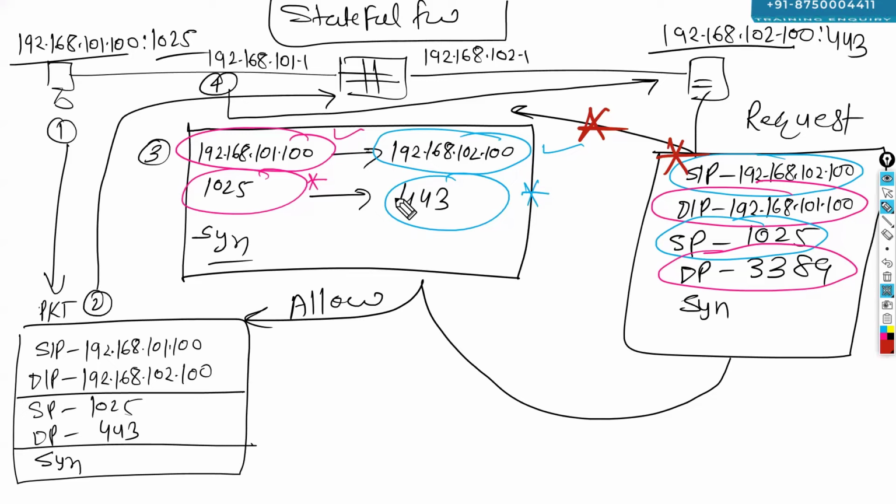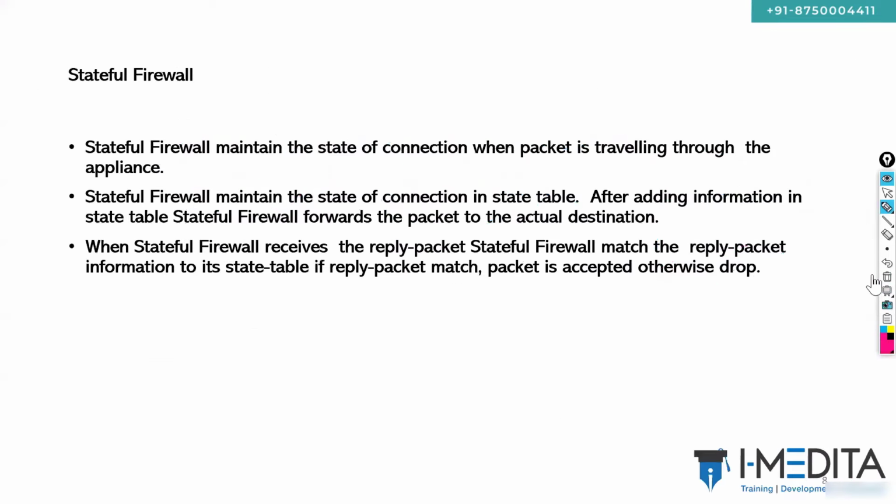Now, whatever we have learned through the diagram is the same thing mentioned here. A stateful firewall maintains the state of a connection when a packet is traveling through the appliance.